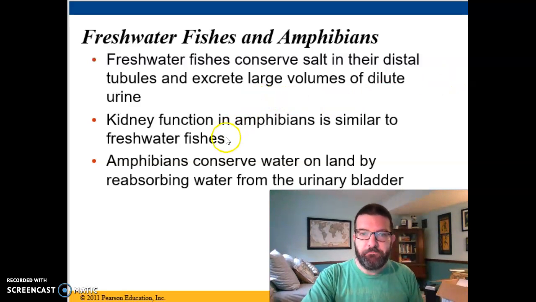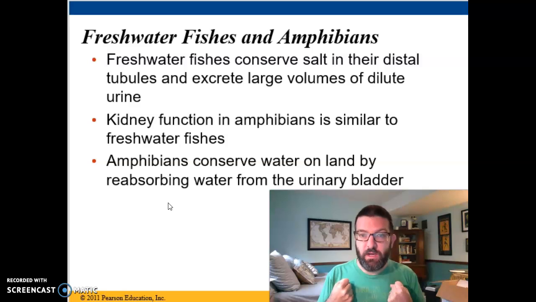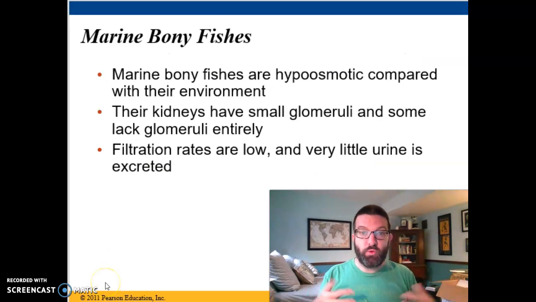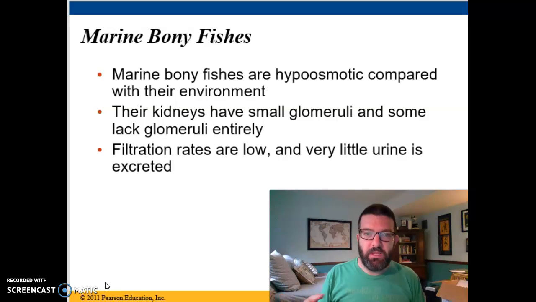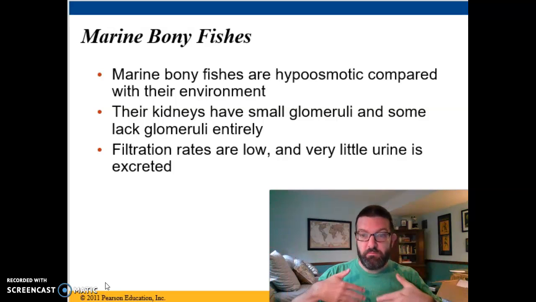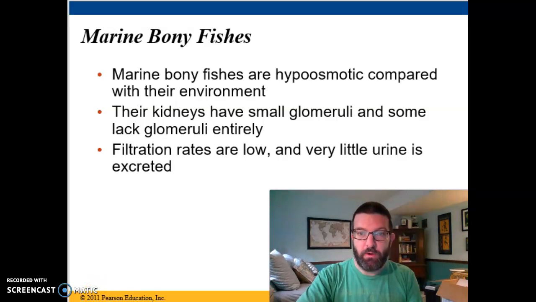It's different if you are a marine fish or a terrestrial amphibian. Amphibians have to conserve water on land, so they reabsorb a lot of water from the urinary bladder back into their bodies. Marine fish are hypoosmotic compared to their environment, and so they are not going to produce nearly as much urine, nearly as much pee to get rid of as their freshwater counterparts.